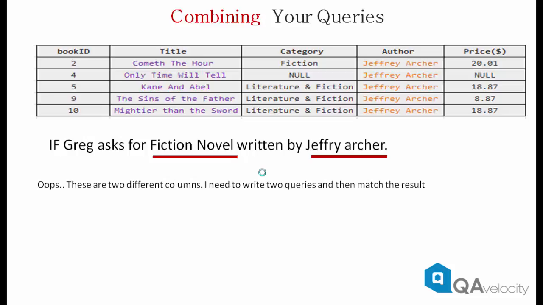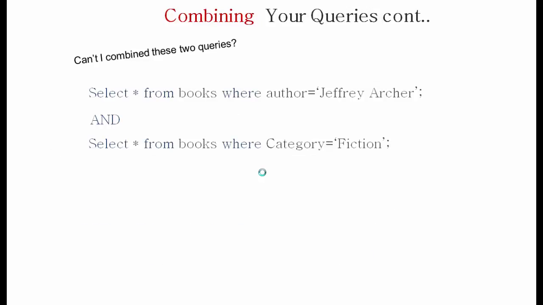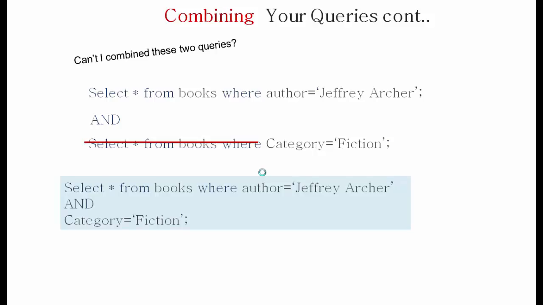My first query would be select star from books where author equal to 'Jeffrey Archer', and my second query would be select star from books where category equal to 'fiction'. To overcome the issue, we can combine these two queries using the AND statement, and we need to delete the complete statement of the second query except the condition. So the final query would be select star from books where author equal to 'Jeffrey Archer' and category equal to 'fiction'.